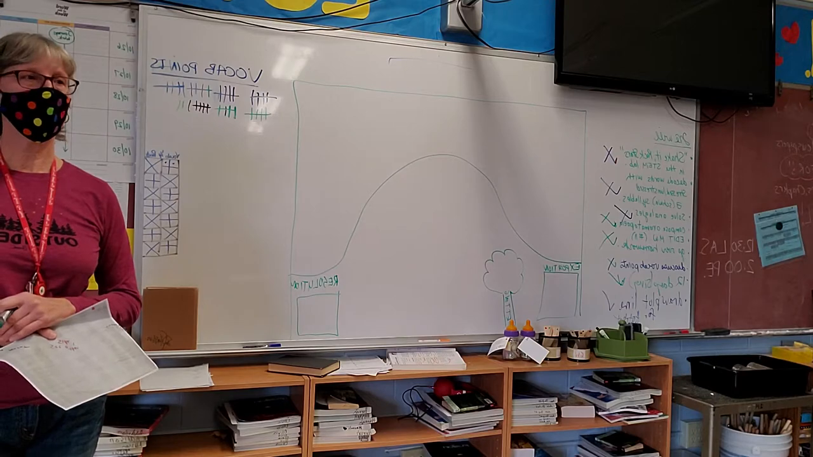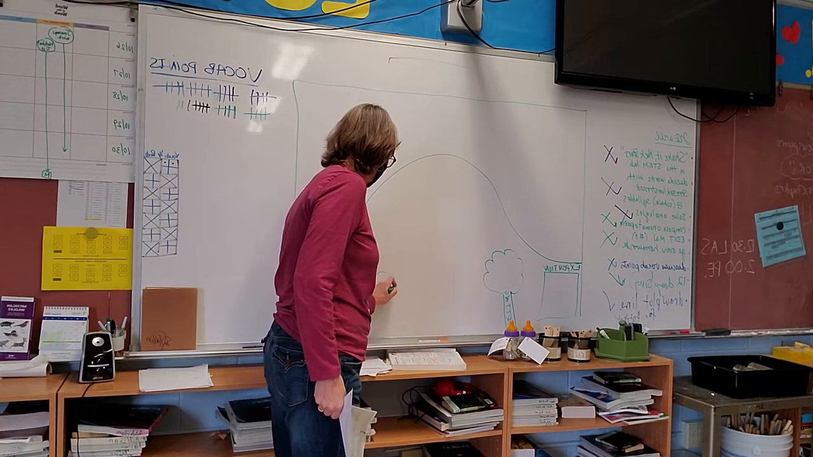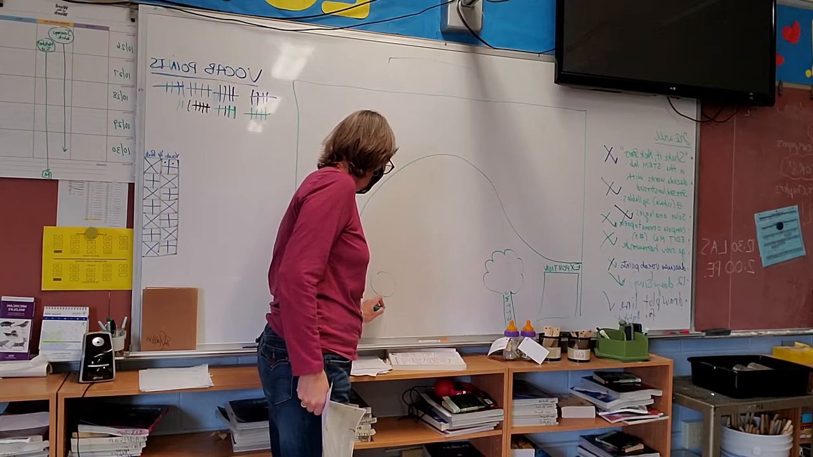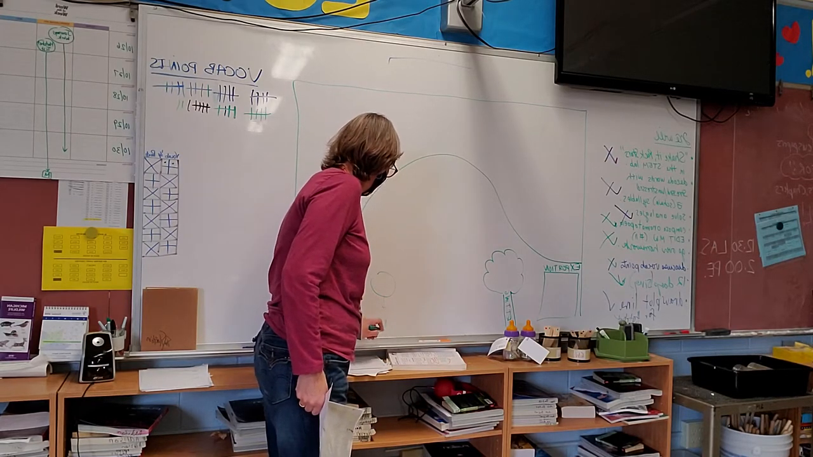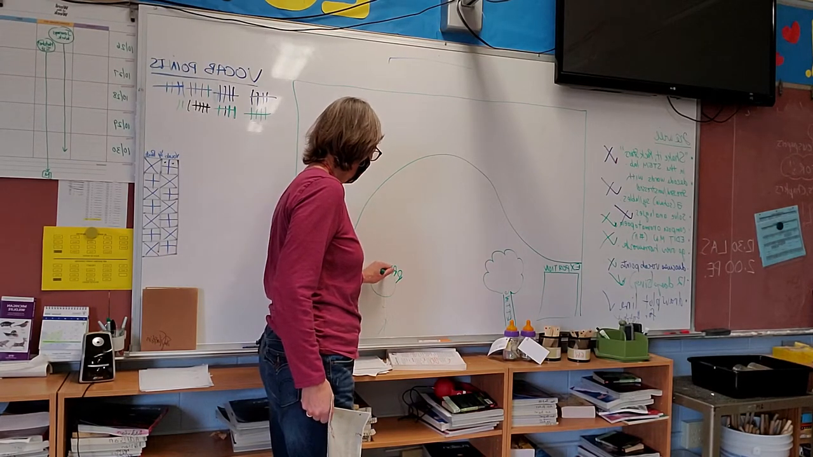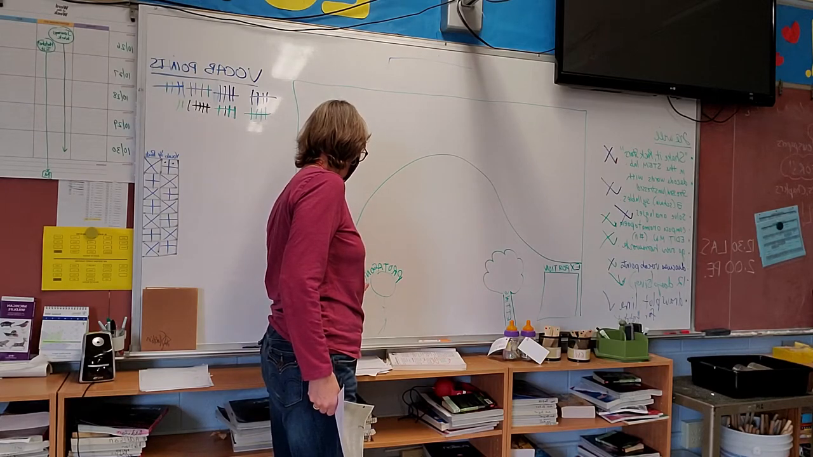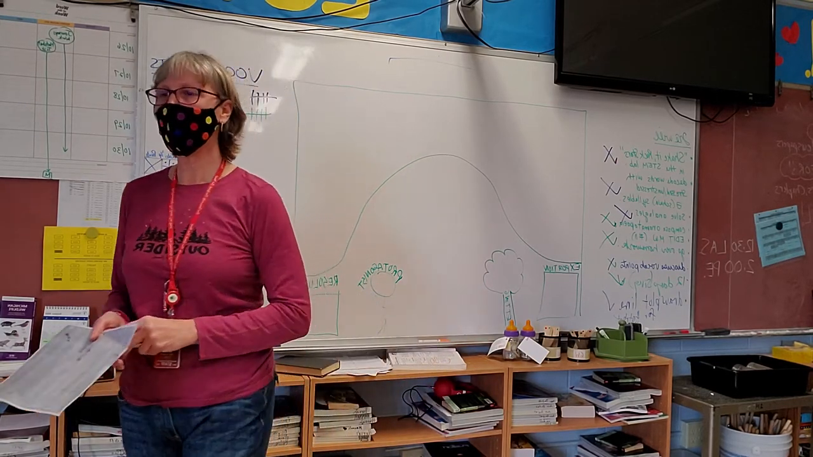Okay. Over on this side, you're going to want to draw a person. I'm going to put a head with a stick body. And over the top of his head, I'm going to write protagonist, which is the main character.